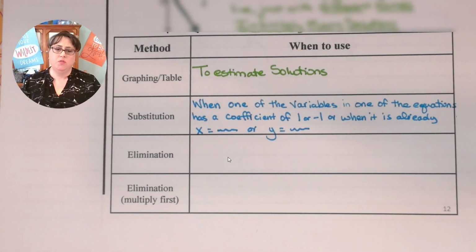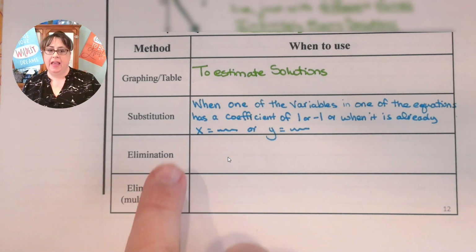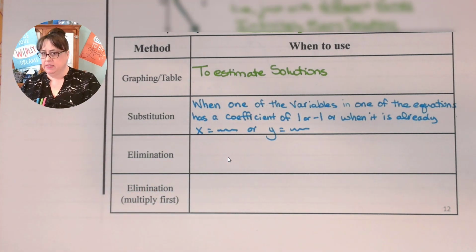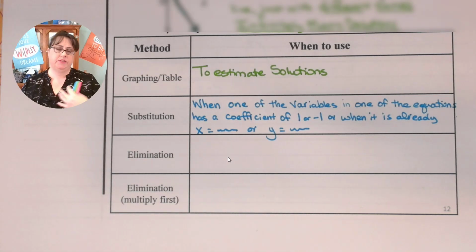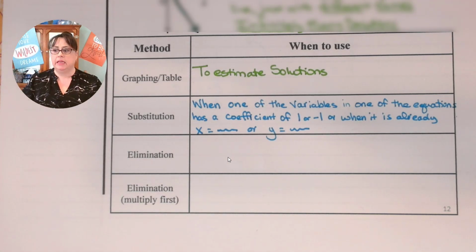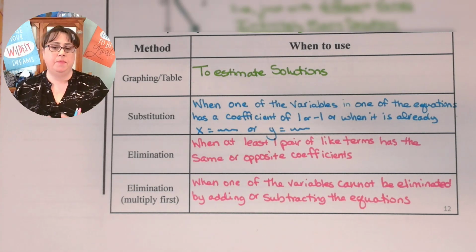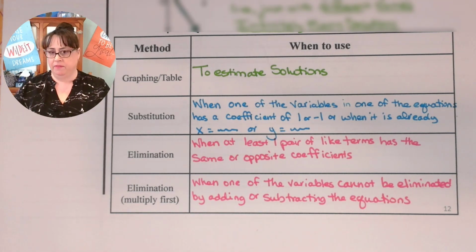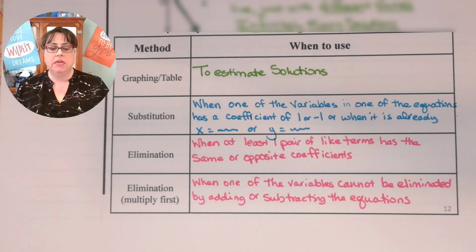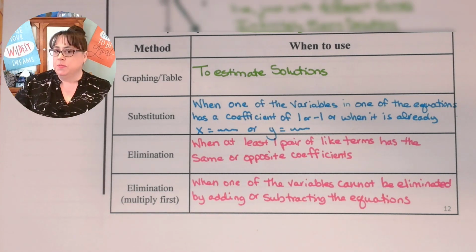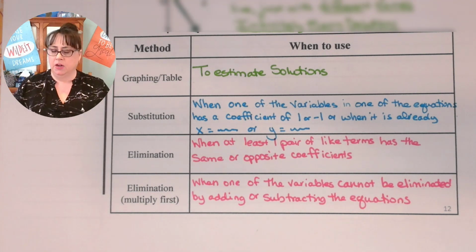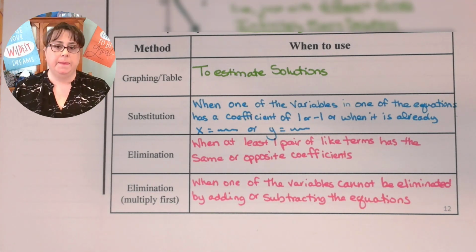Substitution is best to use when one of the variables in the equation has a coefficient of 1 or negative 1, and you're just having to subtract or add one term or another to make it x equals the rest of the stuff, or y equals the rest of the stuff. So you can make it work very easily. And then we have elimination, when at least one pair of like terms has the same or opposite coefficients, those additive inverses where they just cancel out. And then sometimes you have to multiply first when you can't eliminate by adding or subtracting the equations.